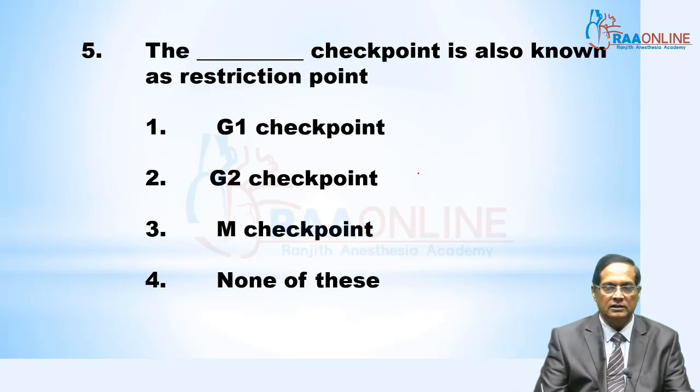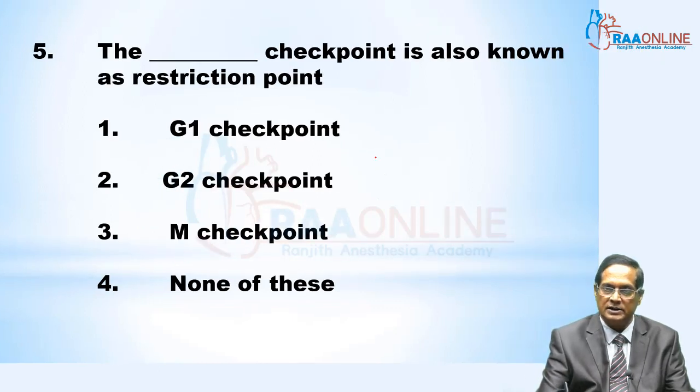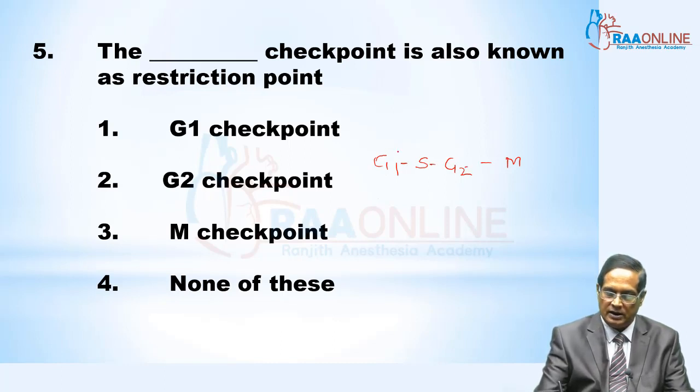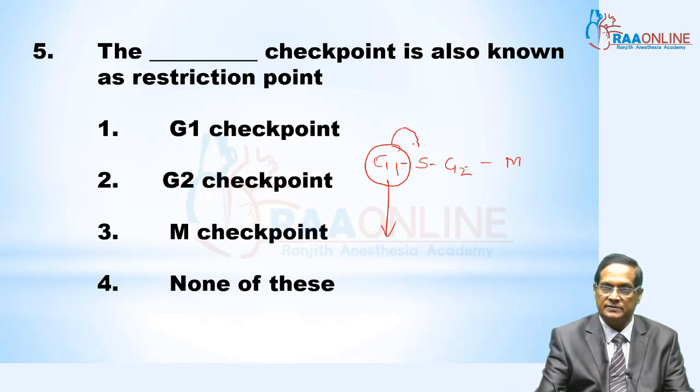Actually, cell cycle is a complex process. Cell cycle comprises G1 phase, then S phase, then G2 phase, then M phase. These are the 4 phases which take place in a cyclic manner. In G1 phase, preparations for the S phase take place.